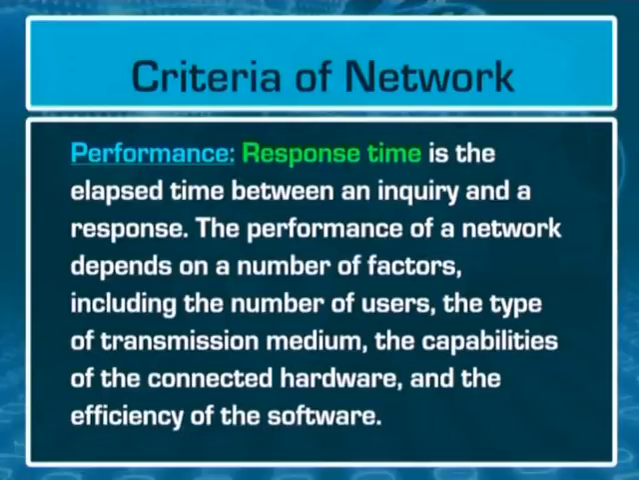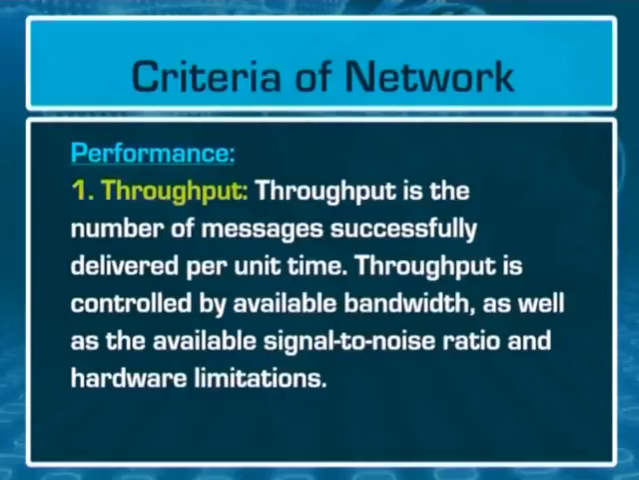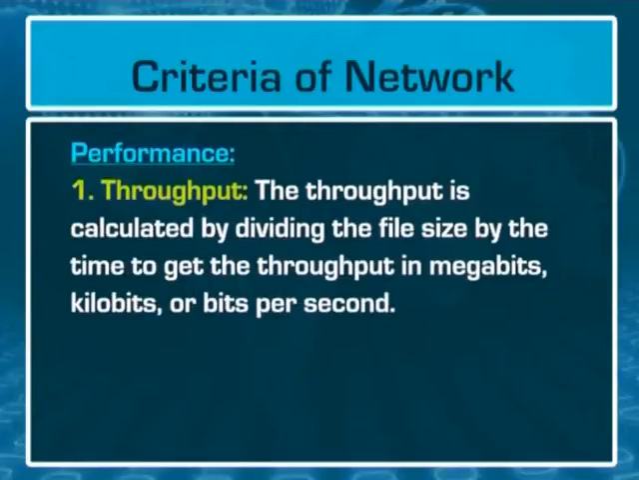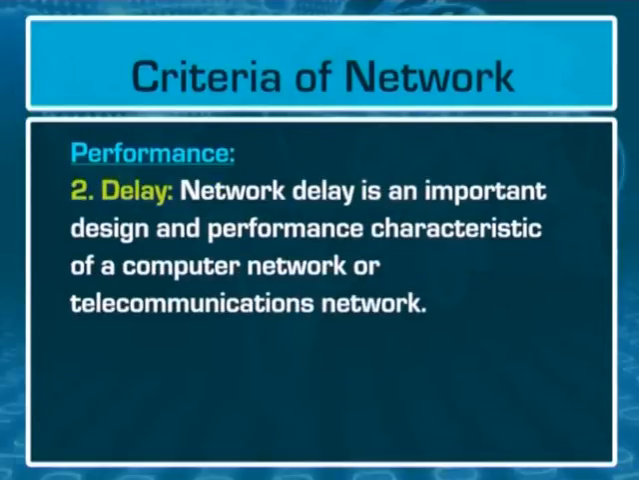The performance of a network depends on a number of factors, including the number of users, the type of transmission medium, the capabilities of the connected hardware, and the efficiency of the software. Performance is often evaluated by two networking metrics. Number 1, throughput. Throughput is the number of messages successfully delivered per unit time. Throughput is controlled by available bandwidth as well as the available signal to noise ratio and hardware limitations. The throughput is calculated by dividing the file size by the time to get the throughput in megabits, kilobits or bits per second.